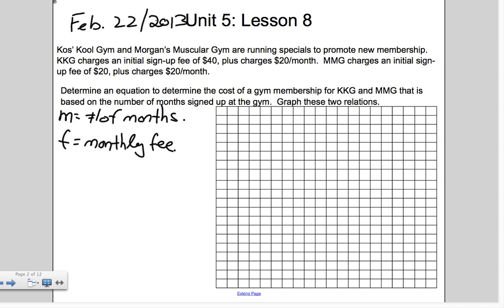Yeah, so the cost would be the dependent. We could assign any variable. The monthly fee would be the slope. Okay, so can I erase this? Yeah, sorry. I didn't understand what you were asking. Okay. So you said another variable then. C for cost. Okay, so C is equal to cost of the membership.